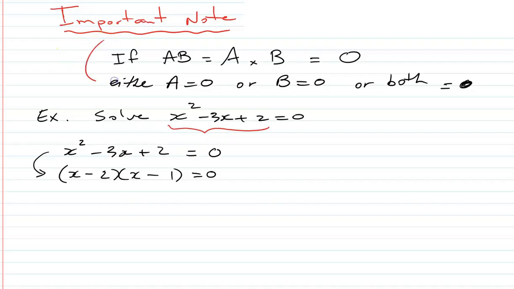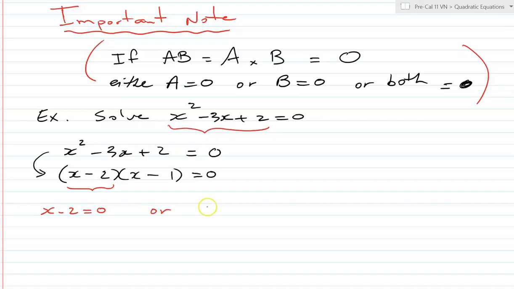This guy right here, that's what we're going to use now. So what we're going to do is say, okay, either x minus 2 must be 0, because that's one term, one bracket. 0 times anything, 0 times x minus 1, that makes it 0. Or the second bracket must be 0.